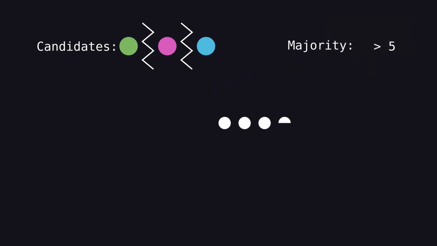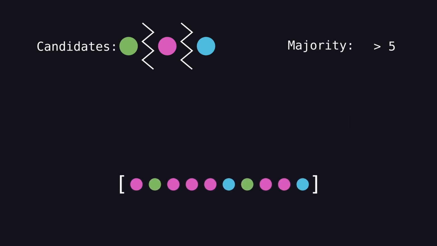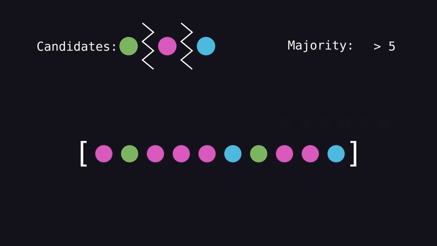Diligently, everyone turns up to the voting booths and puts forward their vote. Now it is time to count and find out the winner. In other words, we need to find the majority element of this array.